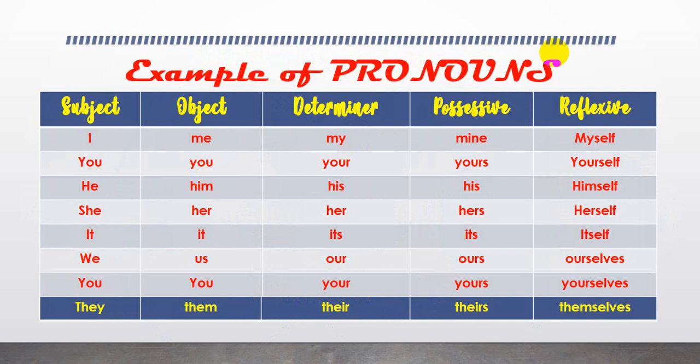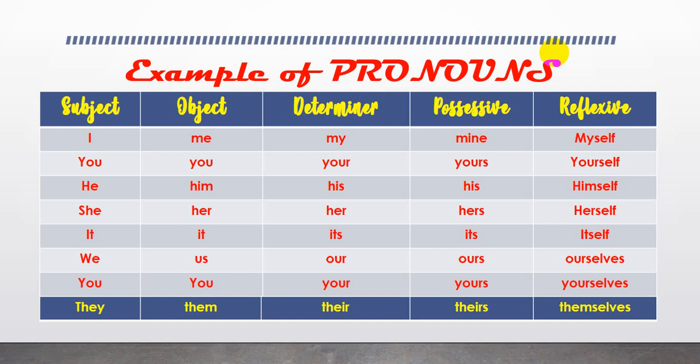this is example of pronoun. For subject, I, you, he, she, it, we, you, or they. Yeah, they are put in the beginning of the sentence. Object, the object of I, me. Yeah, while determiner for the subject I, my. Okay, I'd like you to focus on determiner.